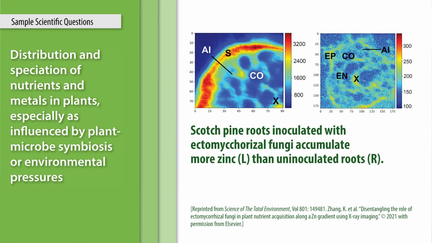the distribution and speciation of nutrients such as sulfur and metals such as arsenic and iron in various plant components such as seedlings, stems, roots, and leaves, and how the distribution and speciation of these nutrients or metals relates to a plant microbe symbiosis or external environmental pressures.